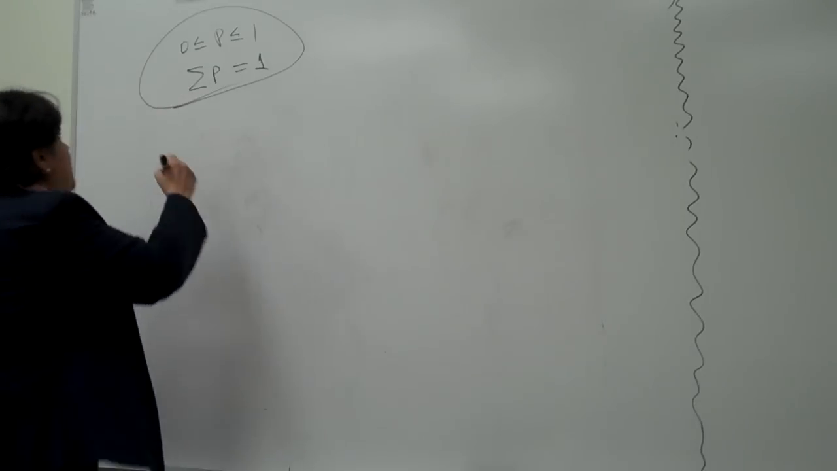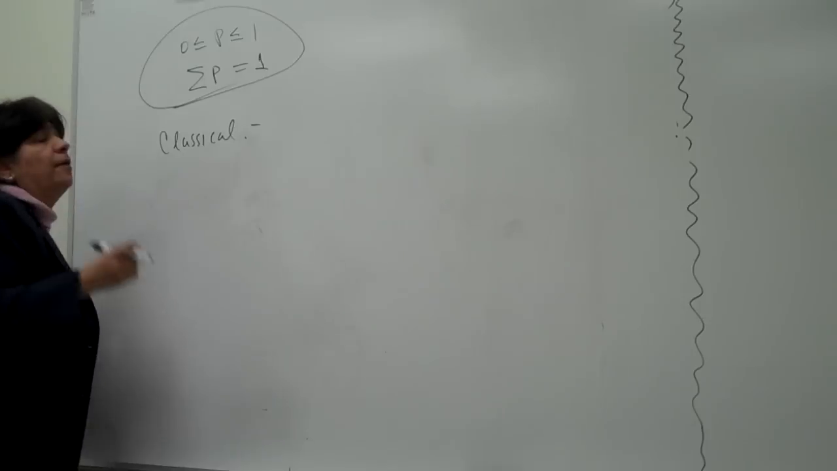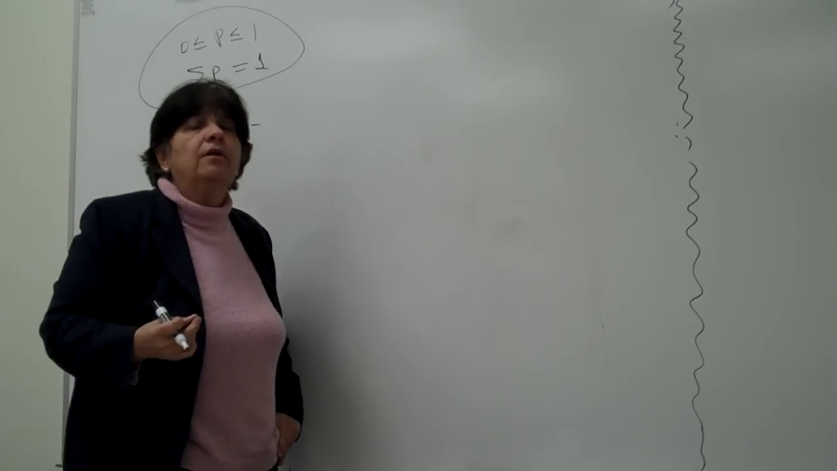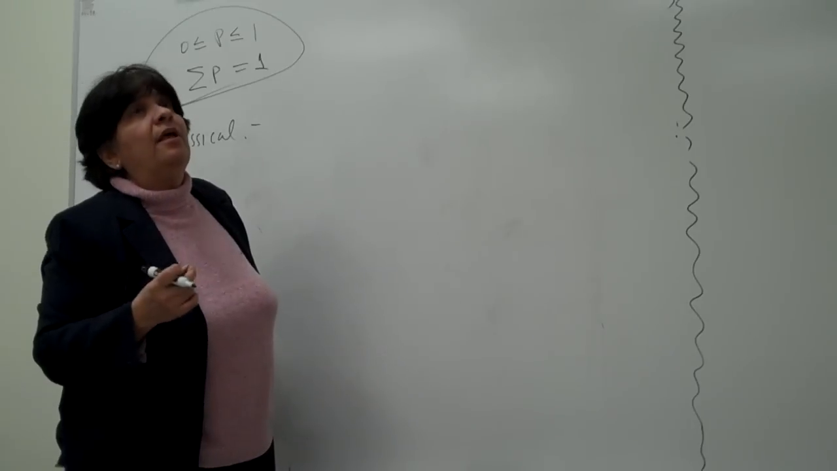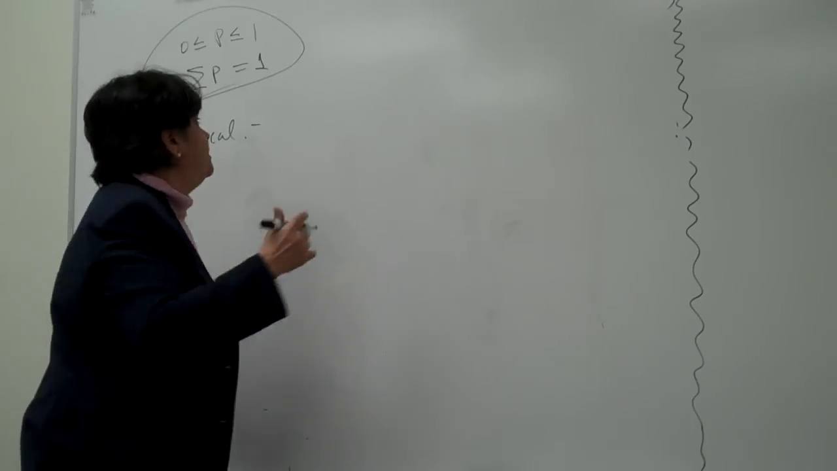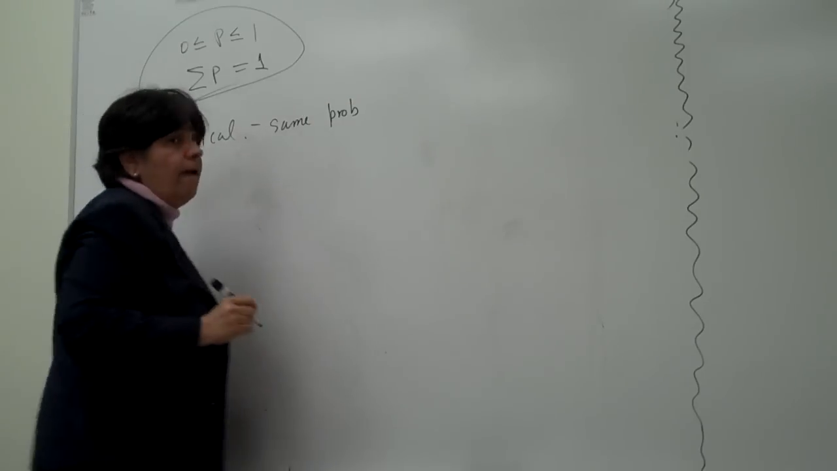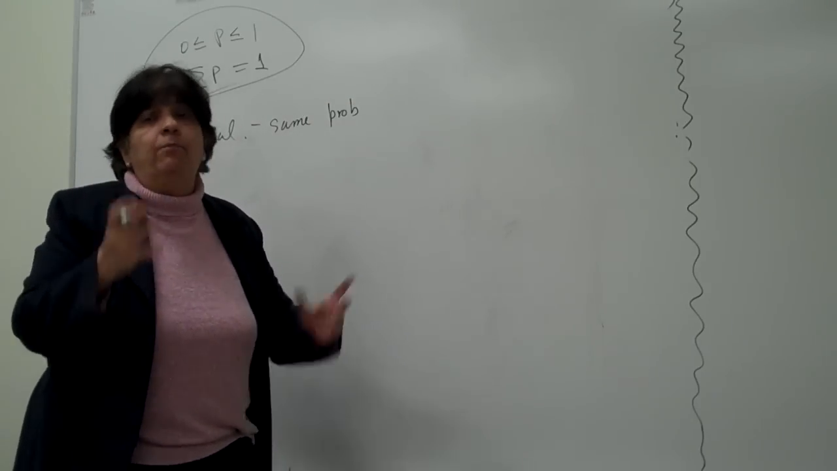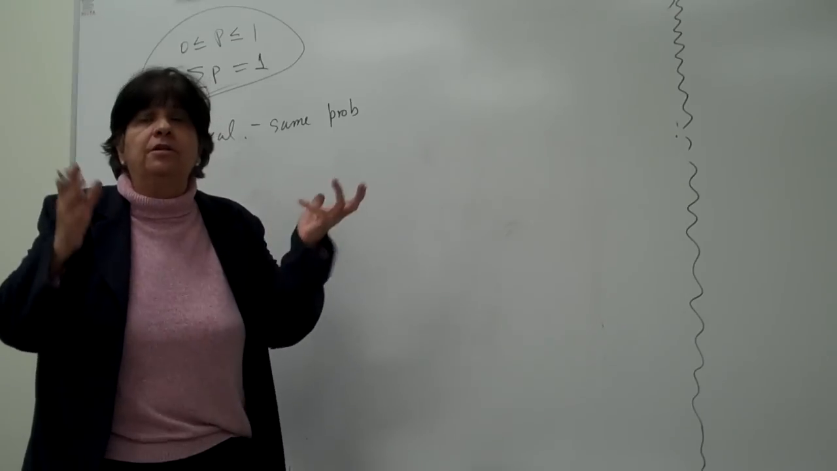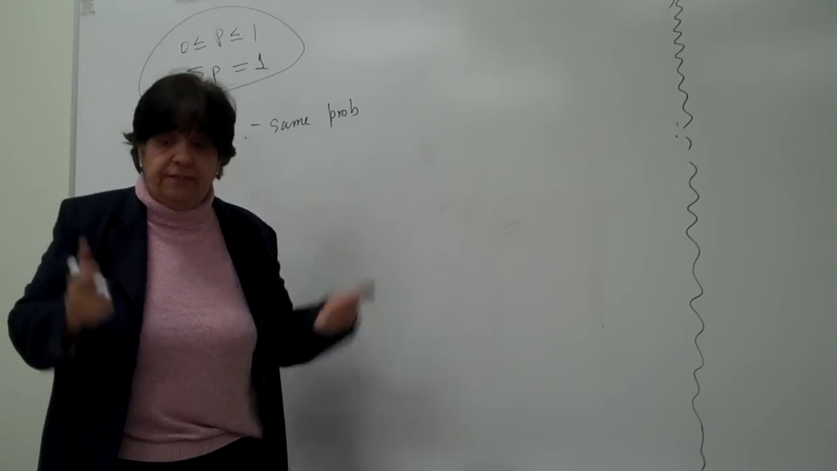Now, we have the classical method in which the probabilities are assigned assuming that each one of the outcomes has the same probability. For example, the coin, the head and the tail both have the same probability because the chance to get the head and the tail are exactly the same.